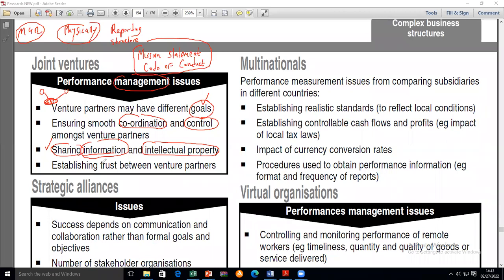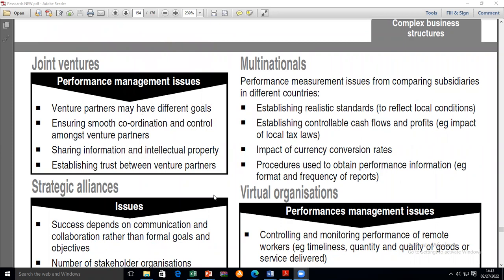You don't belong to the same organization. There's the issue of trust. You need to establish trust. And in case there's no trust, that will affect performance management in terms of what you disclose. That is one aspect of our discussion.